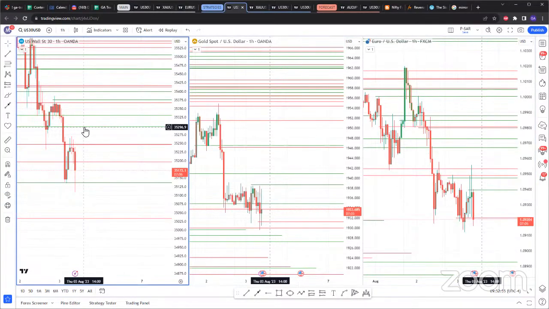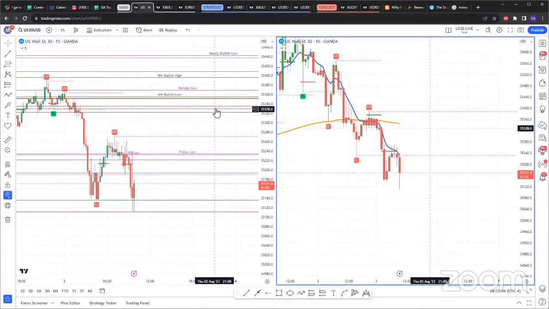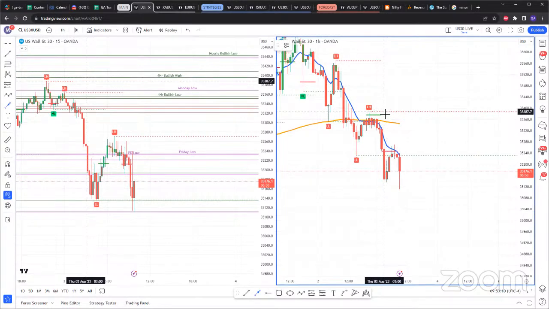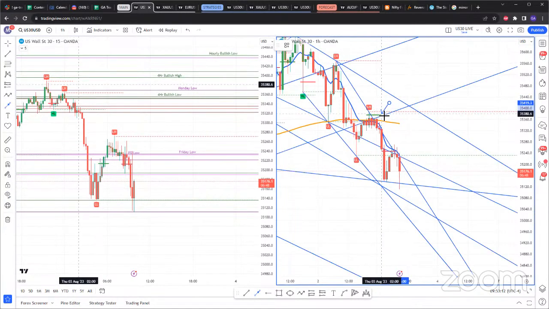The next buy area for US 30 on the hourly time frame is 35,296. So that's why for me, I want to extend as much as possible. Now, looking at the hourly time frame, I can mark these areas up. So this is a buy zone for US 30.